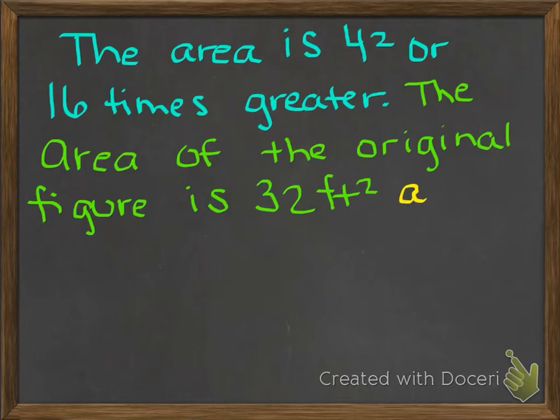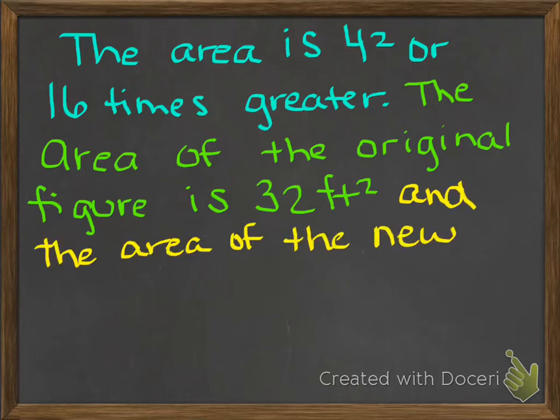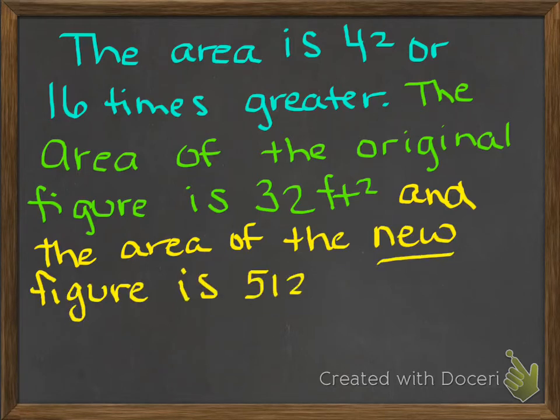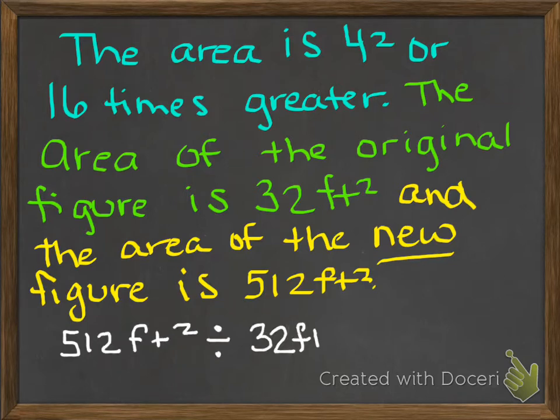So this is where you're going to state the original area, and the area of the new figure, as we found out, is 512 feet squared. And the last one should have been feet squared too. So now that's 3 parts, and this is your fourth part. 512 feet squared divided by 32 feet squared equals 16. So that's your justification and your explanation.